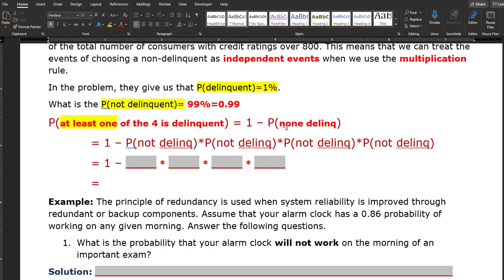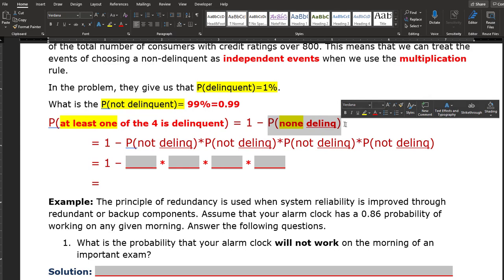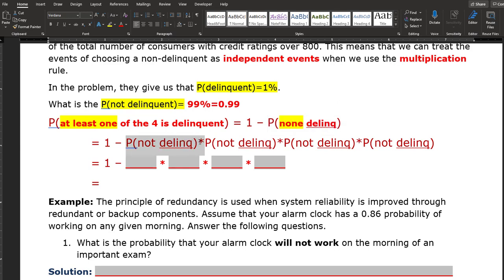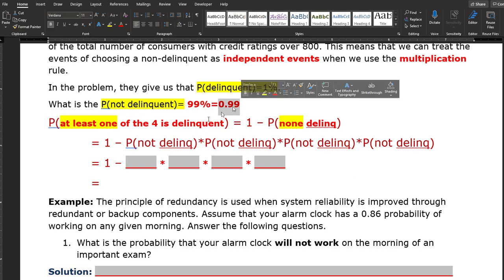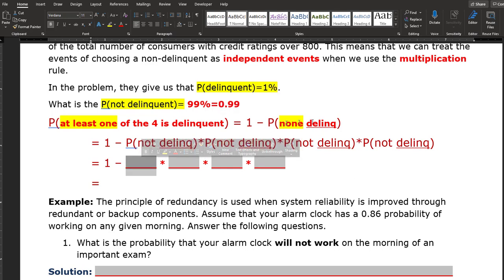So we want to find none first. There's only one way that can happen, and then after we find this probability here, we can actually subtract that from 1. So the probability of having a not delinquent person, from picking the people out of those with credit scores over 800, well, we saw in the problem statement it gave us 1% as delinquent. That means 99% is going to be our not delinquent.